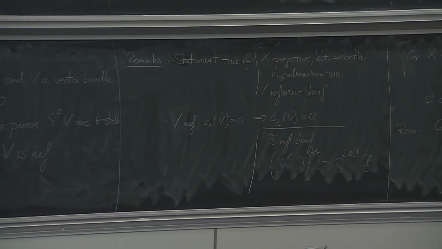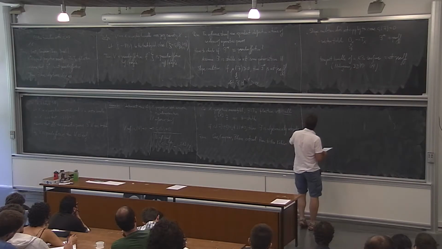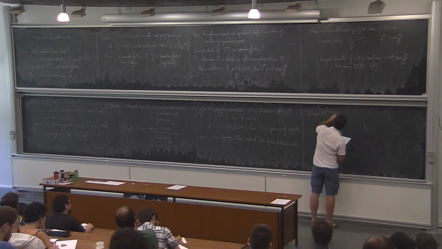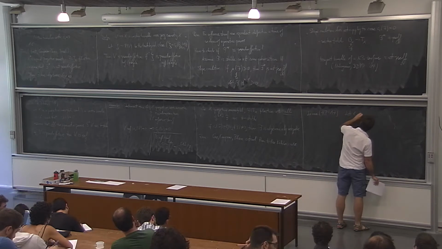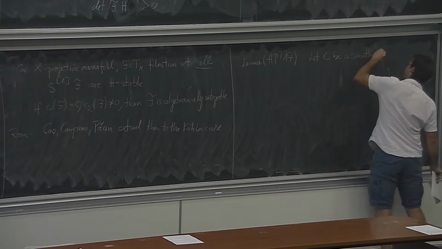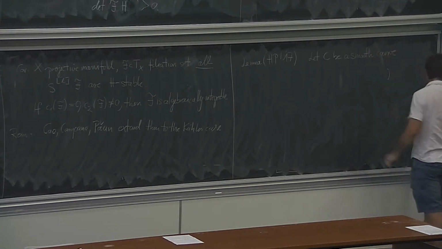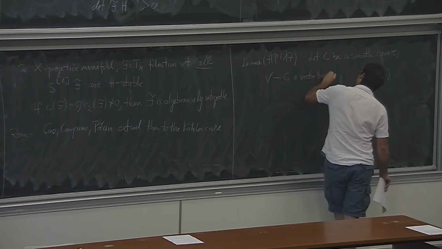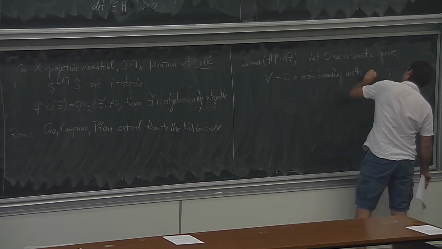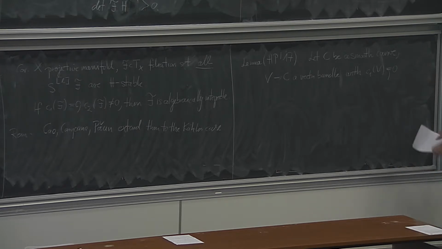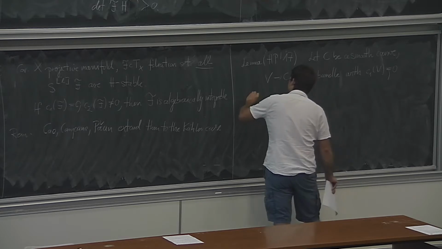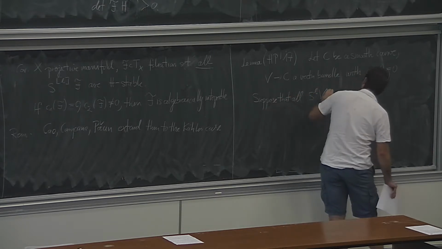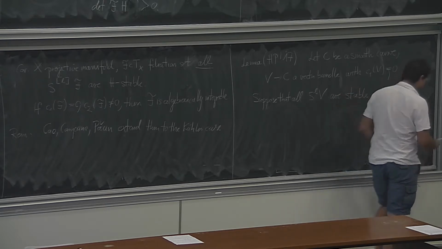This is a statement in high-dimensional algebraic geometry, but basically it boils down to a lemma for vector bundles on curves. So, the key lemma. Let C be a smooth curve. For me it's always a projective curve. I take V over C, a vector bundle with C1 equals 0. And again, I put the assumption that all the symmetric powers are stable.